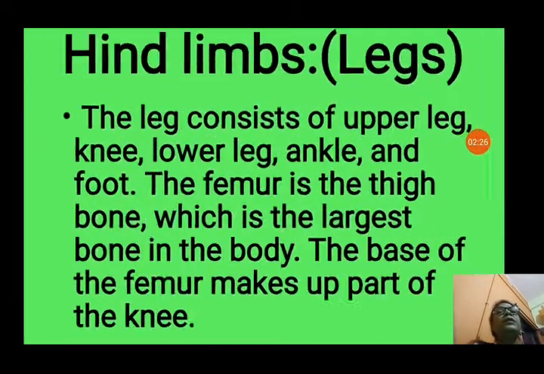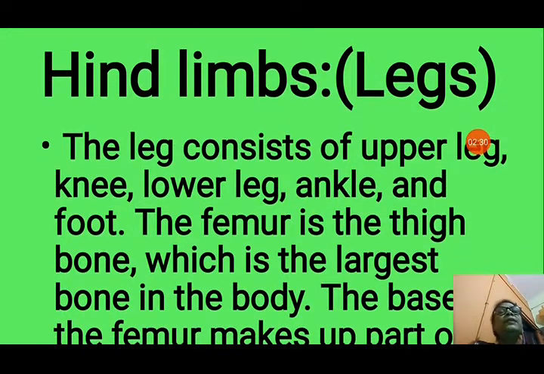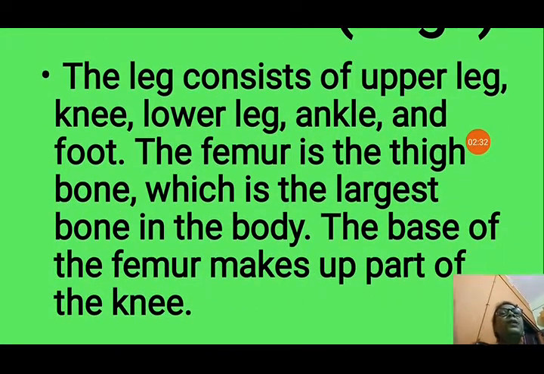After that, hind limbs. Hind limbs are known as legs. The leg consists of the upper leg, knee, lower leg, ankle and foot. The femur is the thigh bone, which is the largest and longest bone in our body. The upper base of the femur makes up part of the knee.